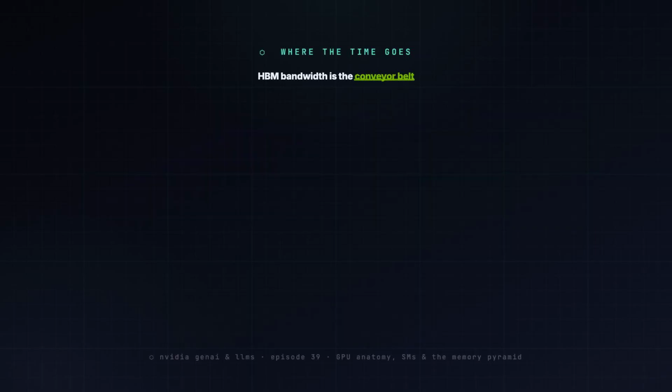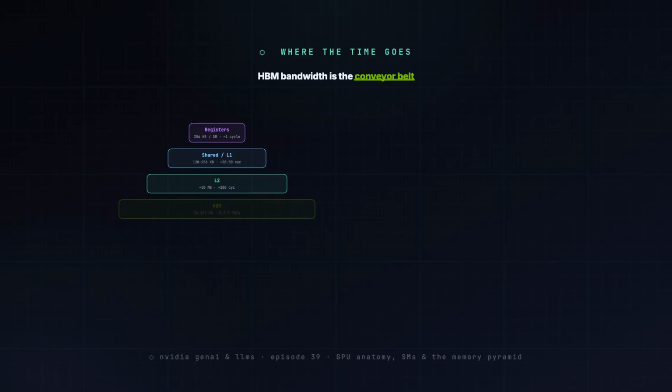Now the part that matters most for LLMs: memory is a pyramid. Registers are tiny and instant. Shared memory and L1 are small and very fast. L2 is about 50 megabytes. And HBM, the main VRAM, 24 to 192 gigabytes, is huge but slow, hundreds of cycles away.